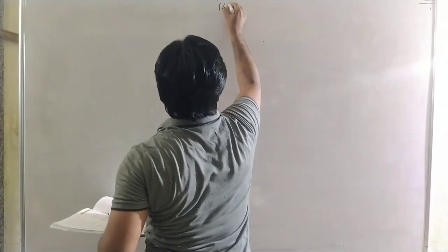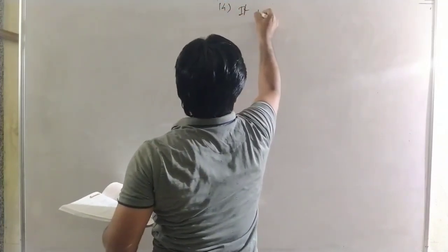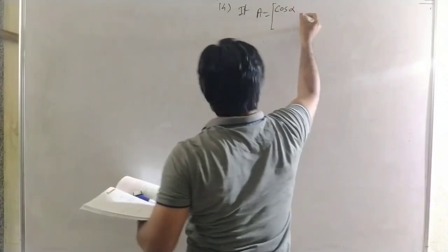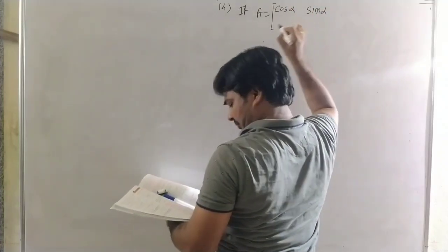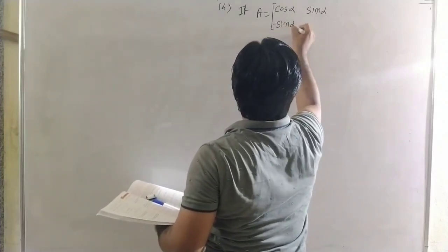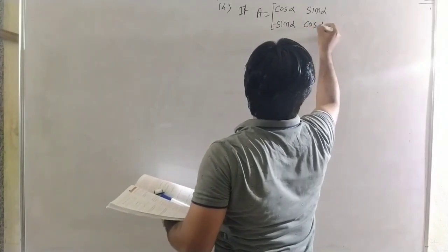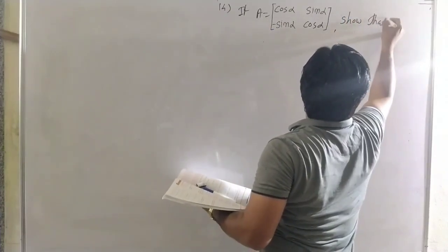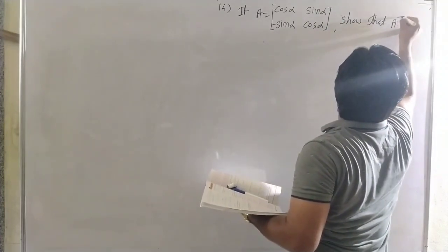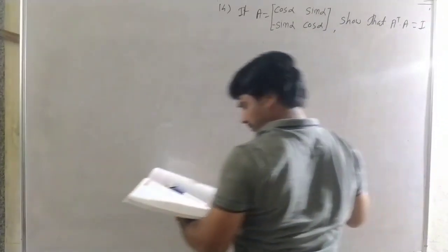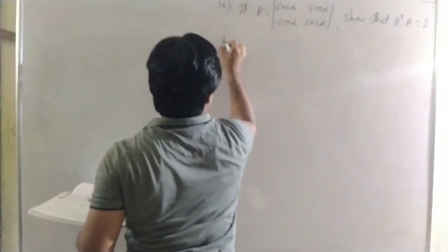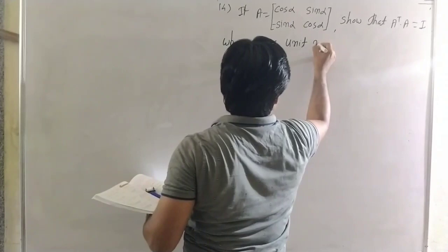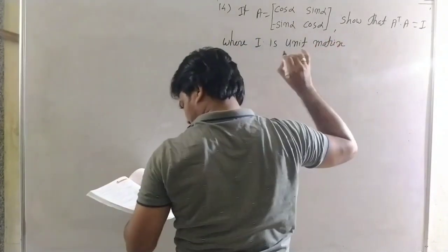Example number 14. If A is equal to cos alpha, sin alpha, minus sin alpha, cos alpha, then show that A transpose into A is equal to I, where I is the unit matrix of order 2.